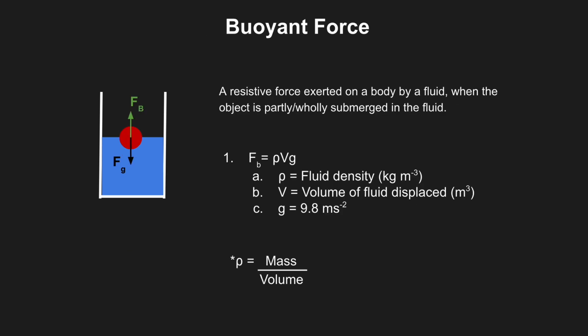And then we have, last but not least, the buoyant force. It is a resistive force exerted on a body, also by a fluid, when the object is either partly or wholly submerged in the fluid. The formula is buoyant force equals rho Vg, where V is the volume of the fluid displaced, rho is the density of the fluid, of the water in this case, and rho is equal to mass divided by volume, as you'll see in the formula booklet in topic B.1, and g is the acceleration due to gravity, 9.8 meters per second squared. All these formulas that I mentioned are going to be in your formula booklet.